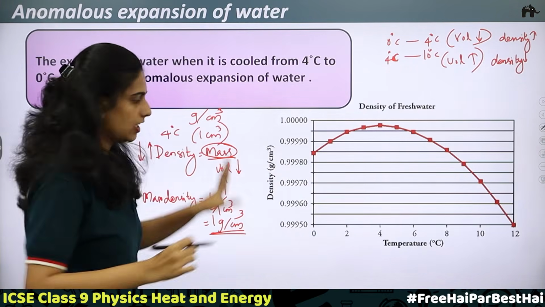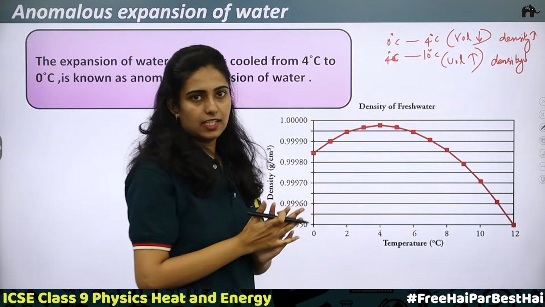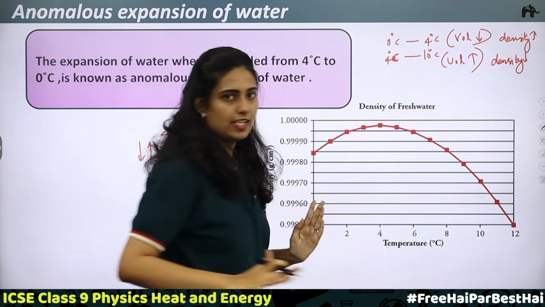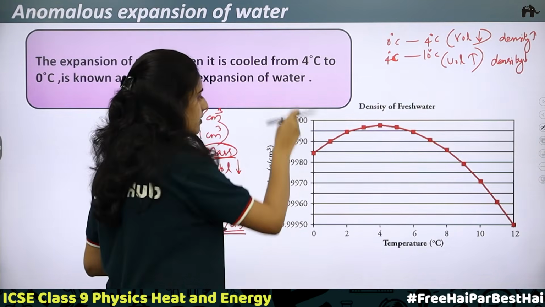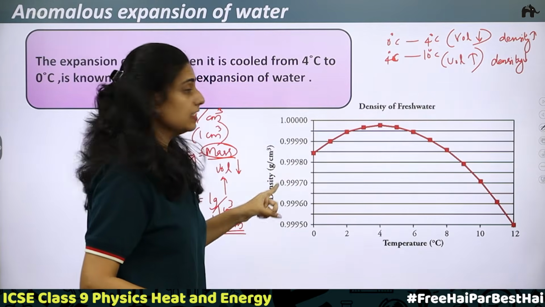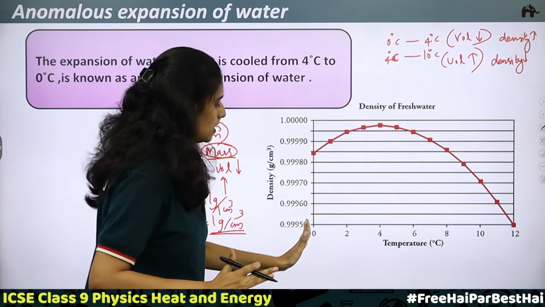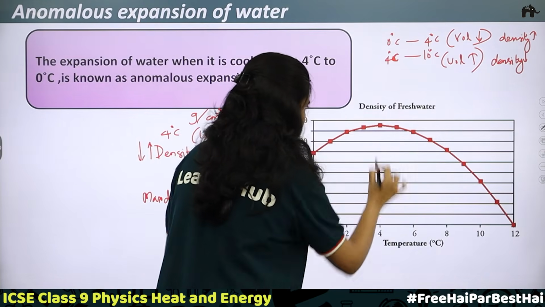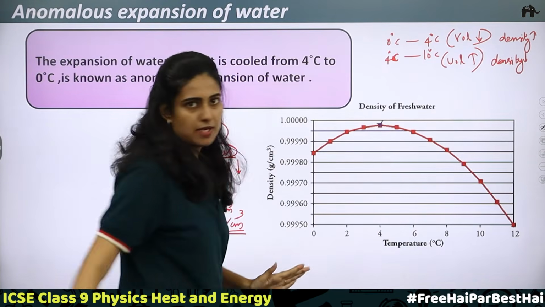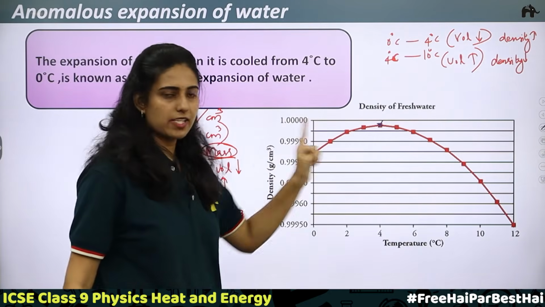Now, let us see the variation. So, here you can see the graph. Temperature is taken along the x-axis in degrees Celsius, and along the y-axis we have the density in gram per centimeter cube. So, what is happening? From 0 to 4 degrees Celsius, at 4 degrees Celsius, we have the maximum density. Okay, minimum volume, maximum density.